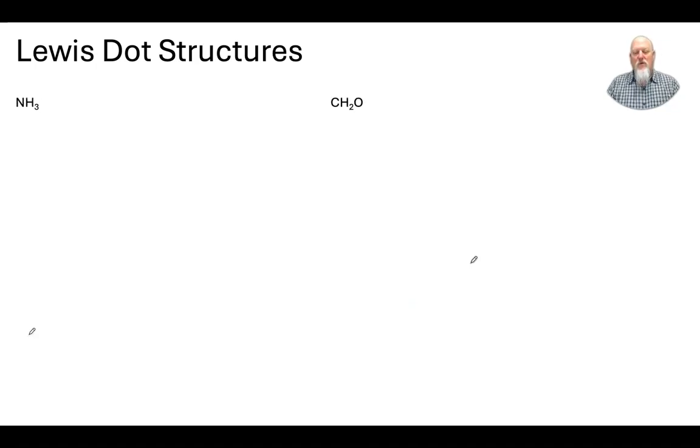Let's do a couple more as practice. Okay? Following our 5 rules. NH3, that's ammonia, not ammonium. Ammonium is an ion with 4 hydrogens and a positive. We can do that one here in a second too.